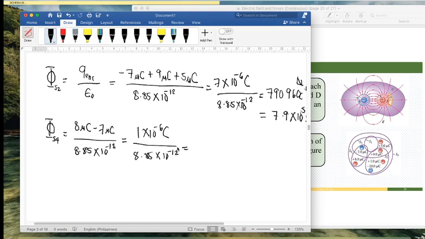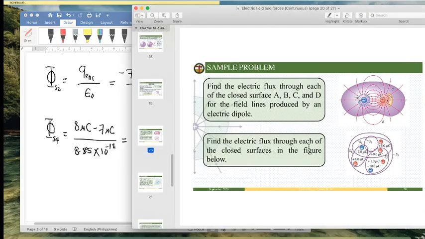So I will just compute it. So that is 112,994. Then that is Newton per coulomb times meter squared. So that is approximately equal to 1.13 times 10^5 Newton per coulomb meter squared. So 1, 2, 3, 4, 5. Yeah, 1.13. Okay, so yun lang. That's how you apply the Gauss's law.